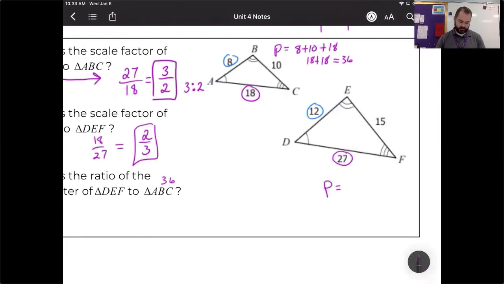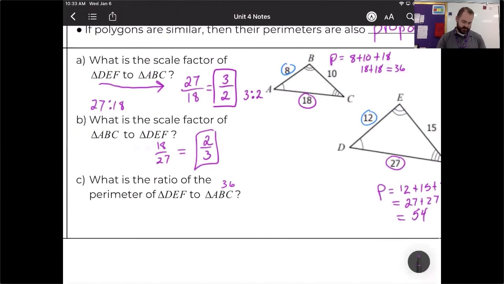So that would be 12 plus 15 plus 27. If I add those first two together, that's 27 plus 27, which is 54. So that's a perimeter of 54. So the ratio of the perimeter from DEF to ABC would be 54 over 36.